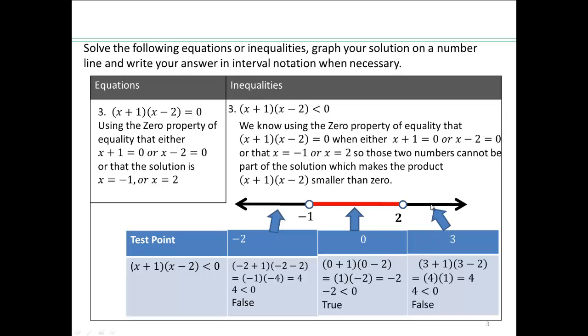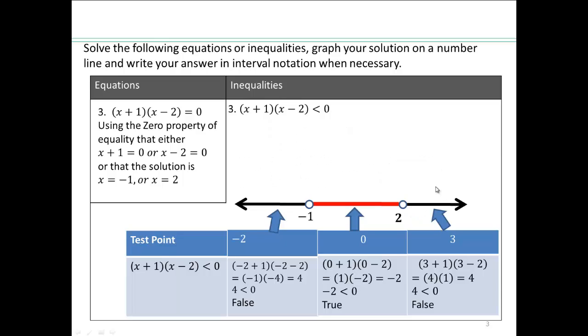Let's pick a number bigger than 2, say 3, and plug it in. You're going to get both positive numbers, so the product is going to be positive. So 4 less than 0 in this particular case is a false statement, so none of these numbers are going to work either, and therefore in interval notation, -1 to 2 is your solution.